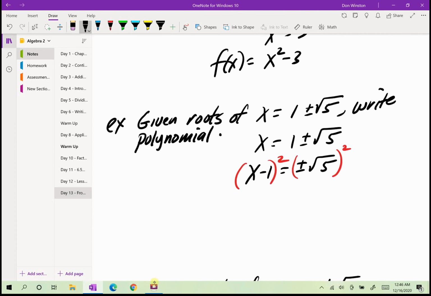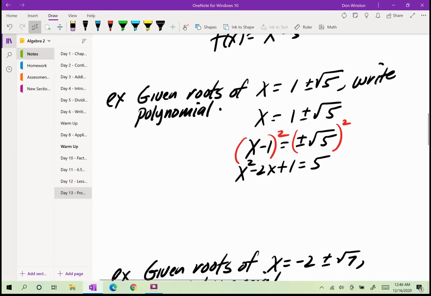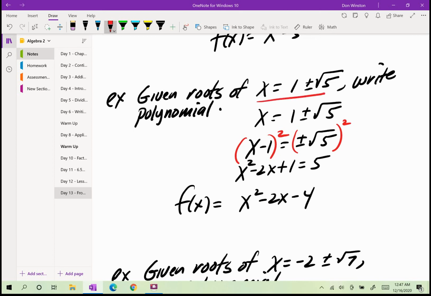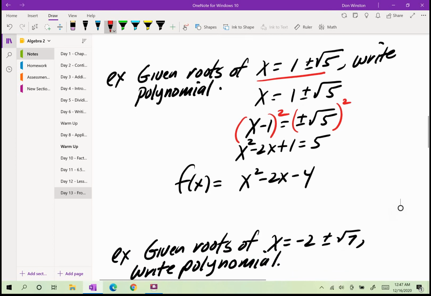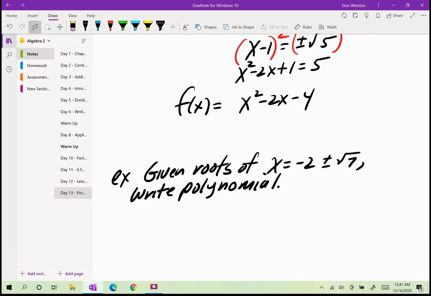So x minus 1 squared is a perfect square trinomial, so x squared minus 2x plus 1. And then the square root of 5 squared is just 5. Now if I subtract 5, I'll have my polynomial: x squared minus 2x minus 4. Okay, and that polynomial is guaranteed to give me roots of 1 plus or minus root 5. And then let's look at one more here.